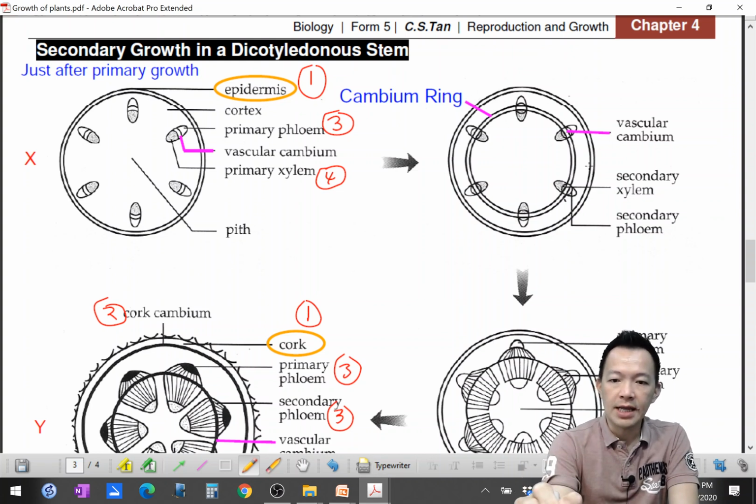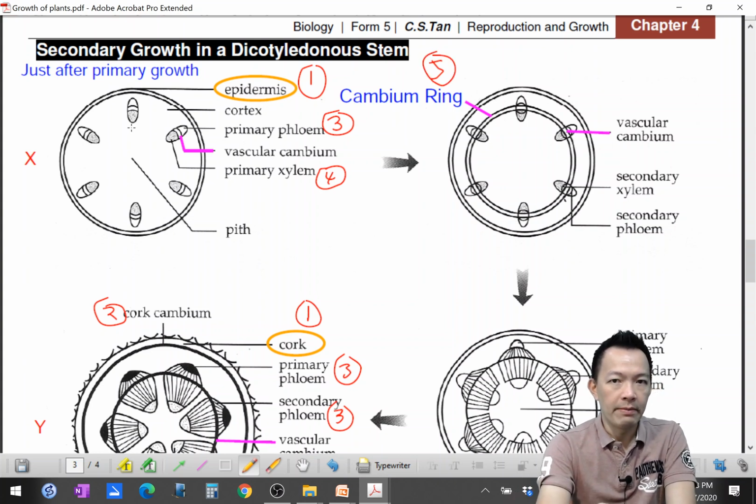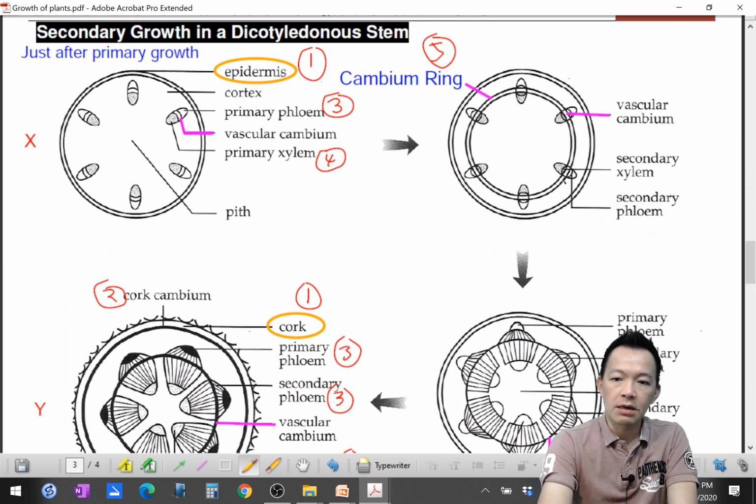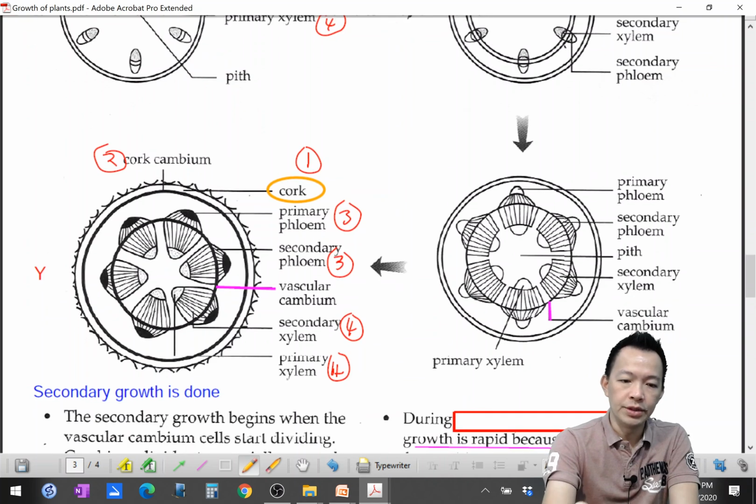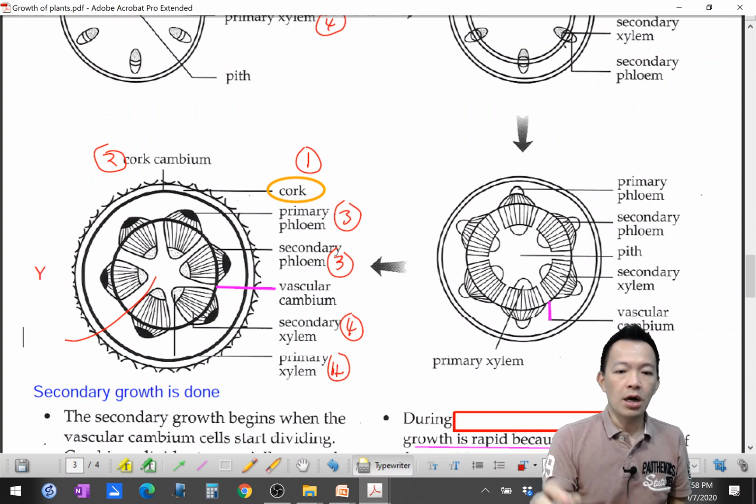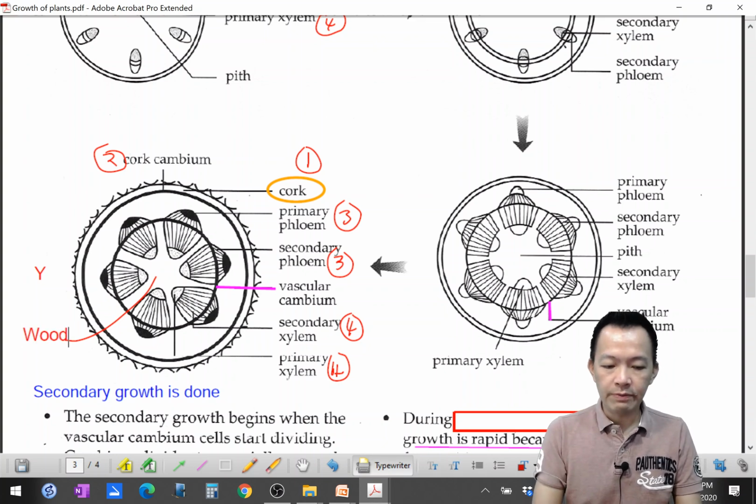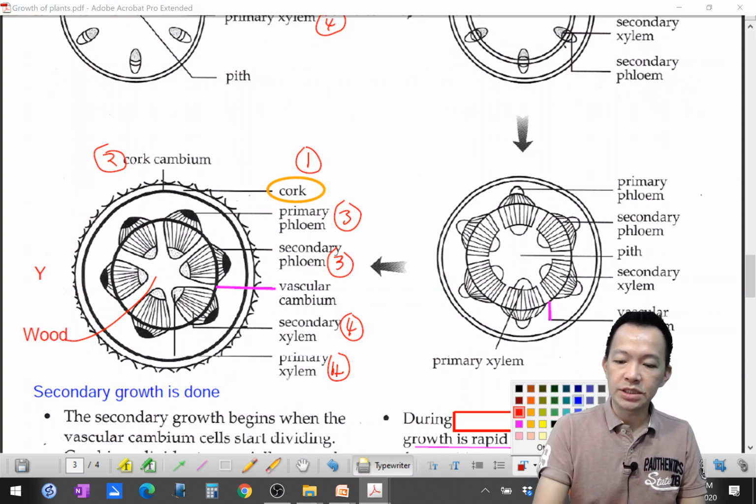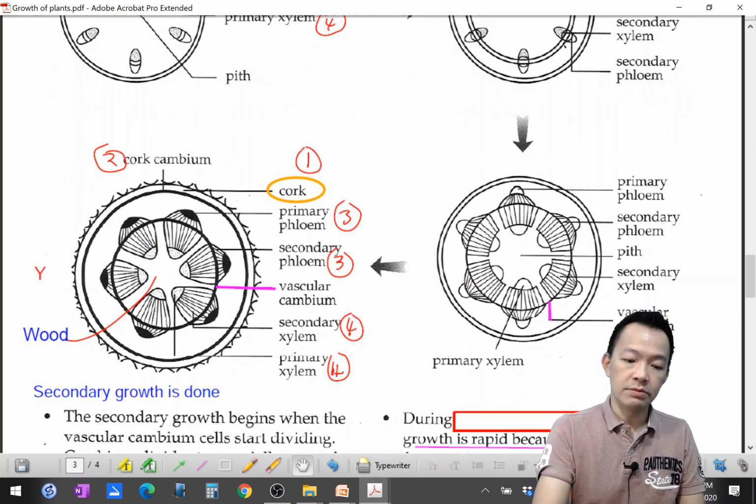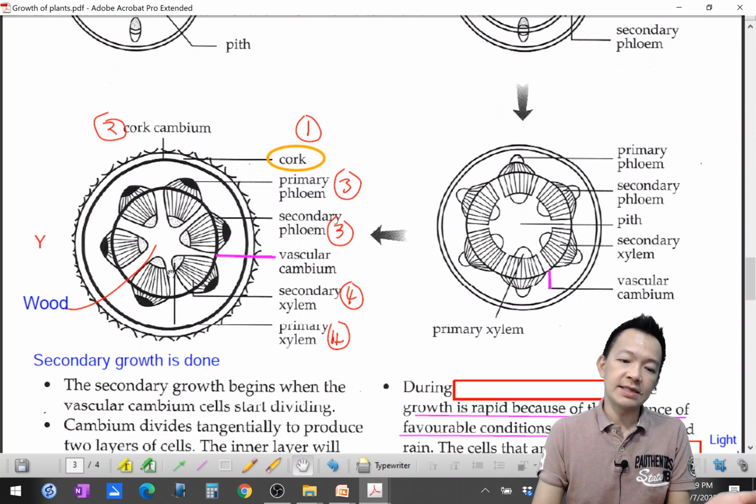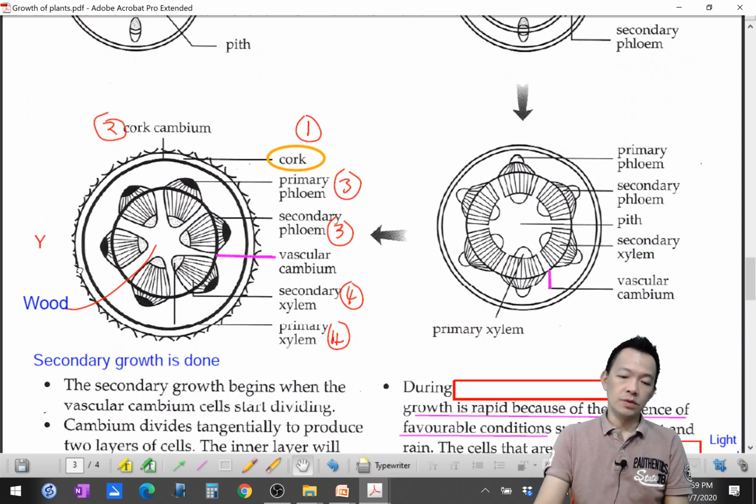Another difference is here. For the plant stem after the secondary growth, it contains a cambium ring. All the vascular cambium joins together to become a cambium ring. But this is not available in the primary growth. And another one, finally the stem is going to become wood. The wood becomes very hard, and the center becomes wood, the dried secondary xylem tissue forming the wood. So this is the difference.